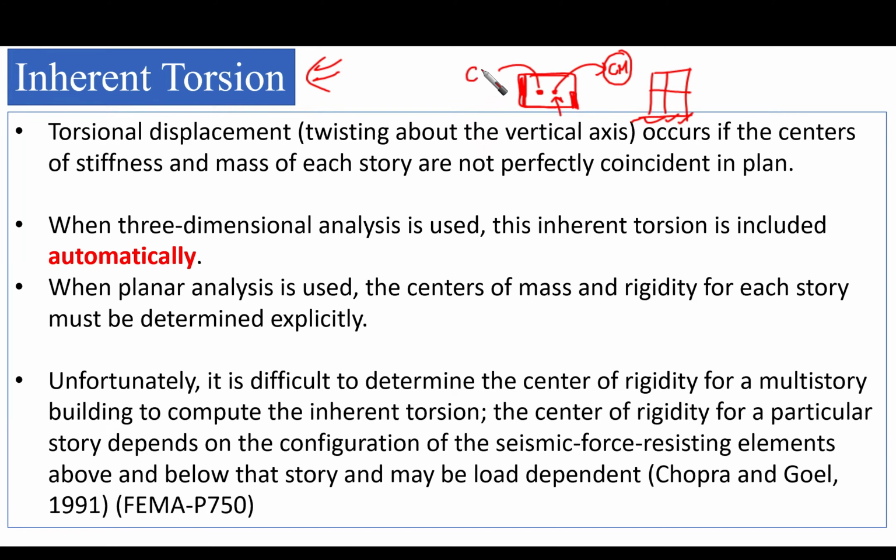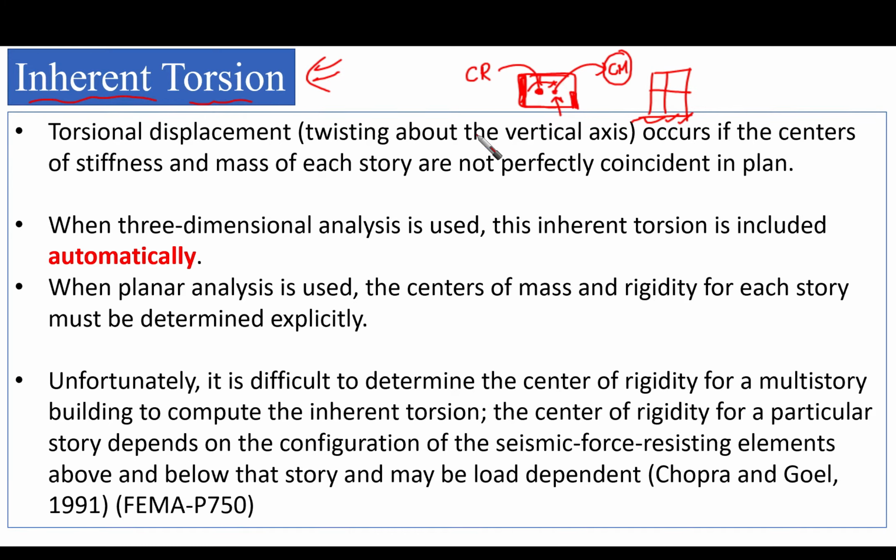We call it CR, or the center of rigidity, where the center of rigidity of all the resisting systems in the plan, which are the columns or shear walls or whatever, is one point considered to be a representative of the rigidity of the total floor. So if there is this kind of eccentricity, we say that there is torsion there, and we call it inherent. It means that it is already there, it's natural, something by default.